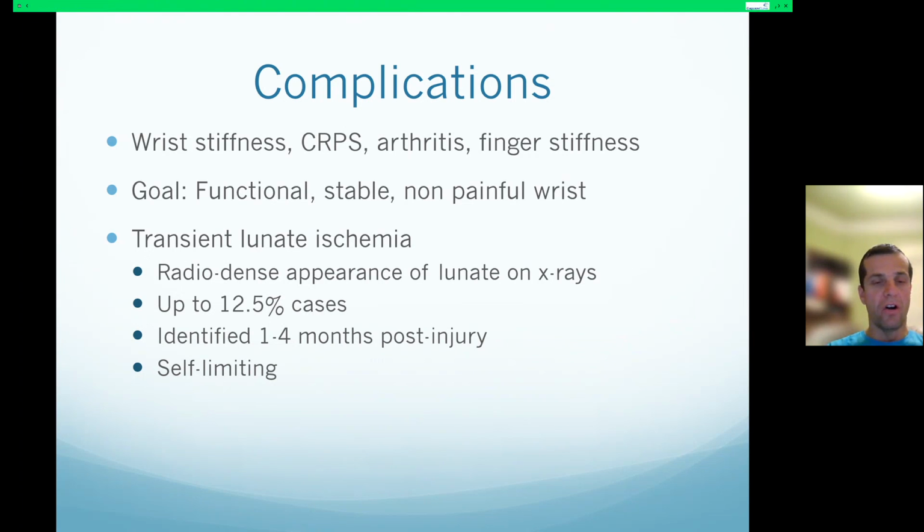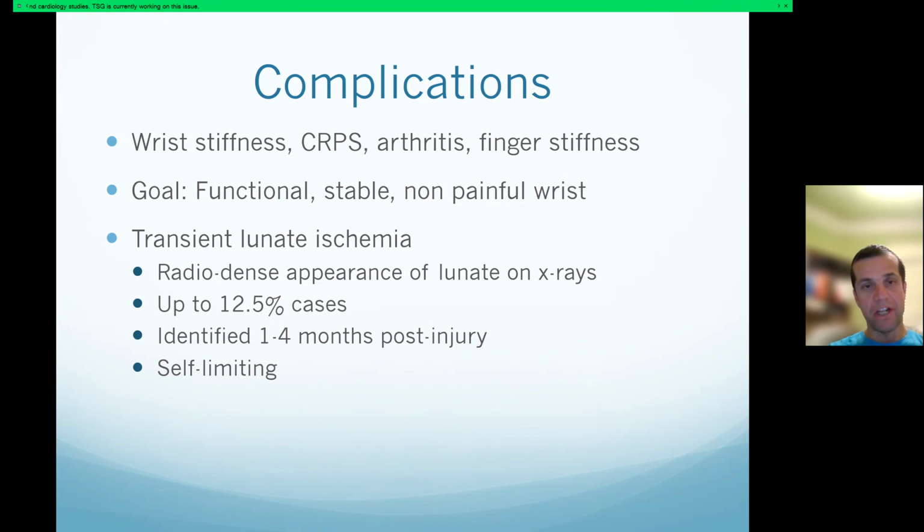The goal of any treatment, and similar for our treatment in this condition, is a functional, stable, and non-painful wrist. And we accept some stiffness as long as the wrist and hand can be used essentially for full activity and does not generate significant pain.